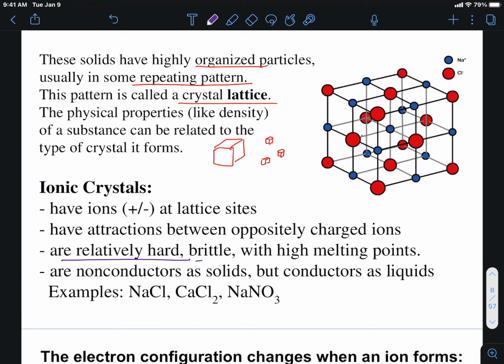They are also brittle. Sometimes things that are hard also break and shatter, right? Like glass is hard, but glass can shatter, right? So glass is not ionic, by the way, but maybe that's a bad example. But they're brittle, and they have high melting points.